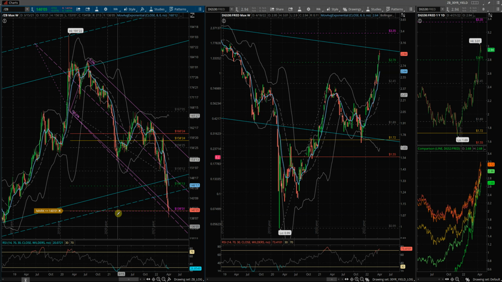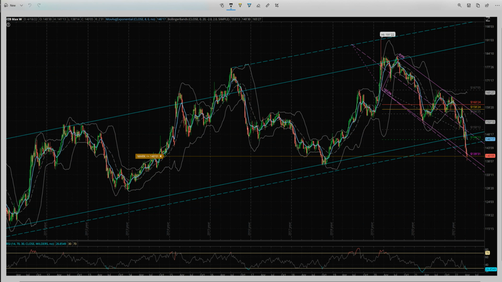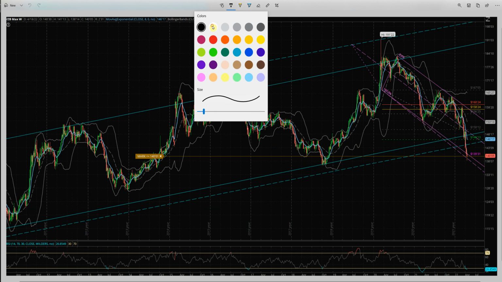Hey guys, this is another look at ZB starting here on the weekly log scale charts. This is price on the left and yield on the right. A super quick review of the macro picture.